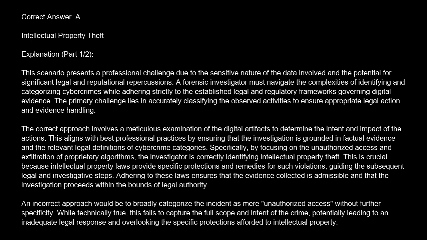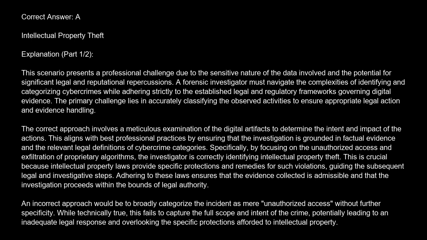The primary challenge lies in accurately classifying the observed activities to ensure appropriate legal action and evidence handling. The correct approach involves a meticulous examination of the digital artifacts to determine the intent and impact of the actions. This aligns with best professional practices by ensuring that the investigation is grounded in factual evidence and the relevant legal definitions of cybercrime categories, specifically by focusing on the unauthorized access and exfiltration of proprietary algorithms. The investigator is correctly identifying intellectual property theft.